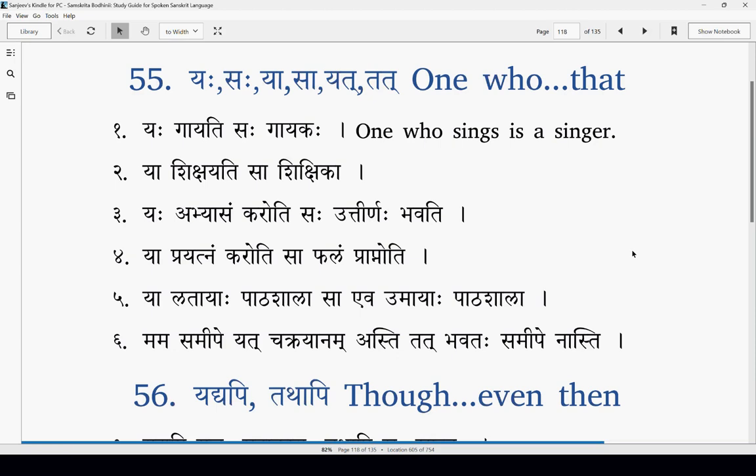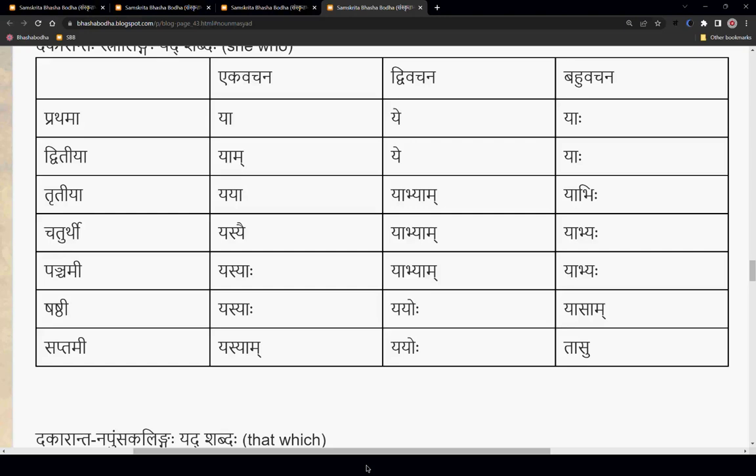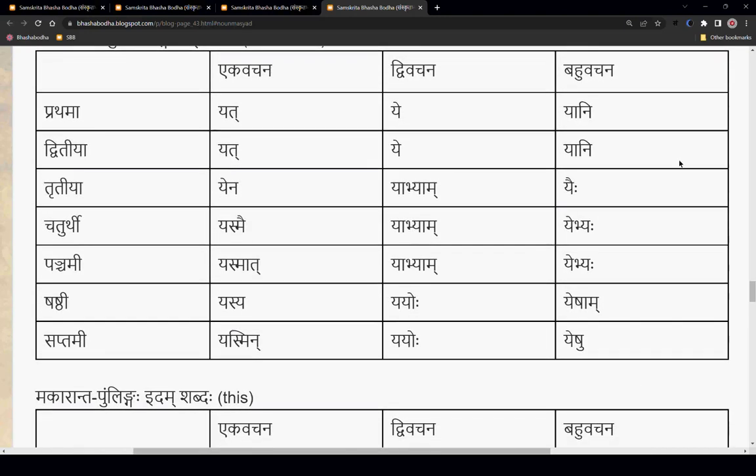Now, if you want to complete that sentence, how do you want to complete? Yasyaha prayatnaha uttamah asti, tasyaha phalam uttamam asti. So you can combine like that. Similarly, yat also has its own vibhakti table there, right? Yat tatra.